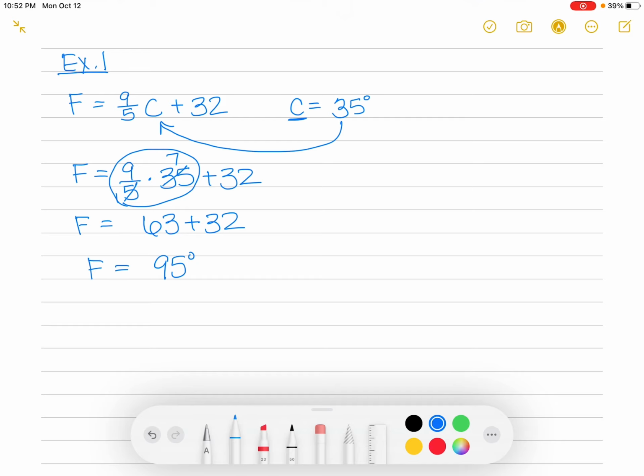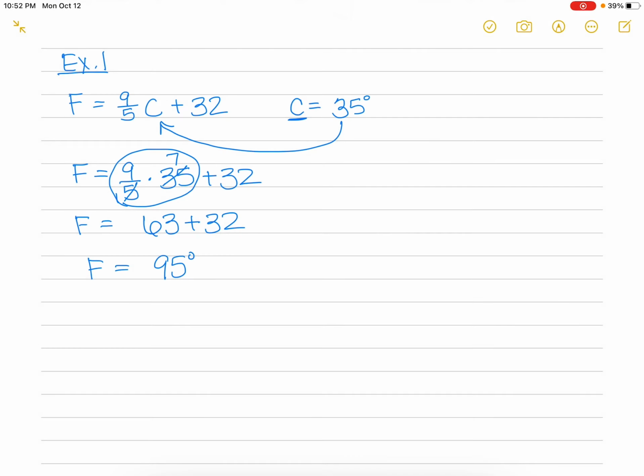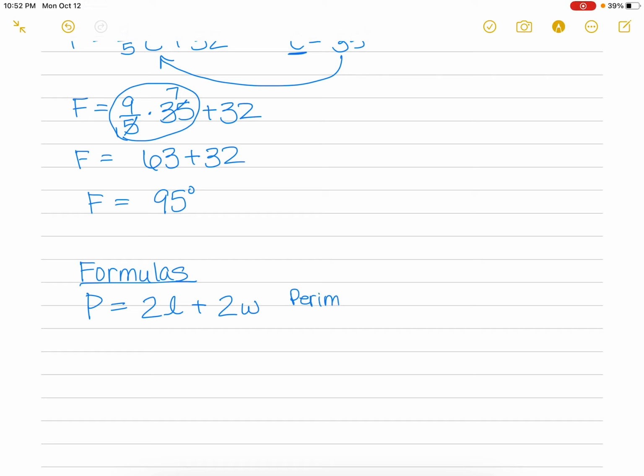Okay, so let's talk about a couple formulas that you might see on your work today. And here they are. You may see the one that I just wrote up there, but you should have that one on here. A couple of other formulas you might see: the perimeter of a rectangle is 2L, which is the length, plus 2W, which is the width. So this is the perimeter of a rectangle.